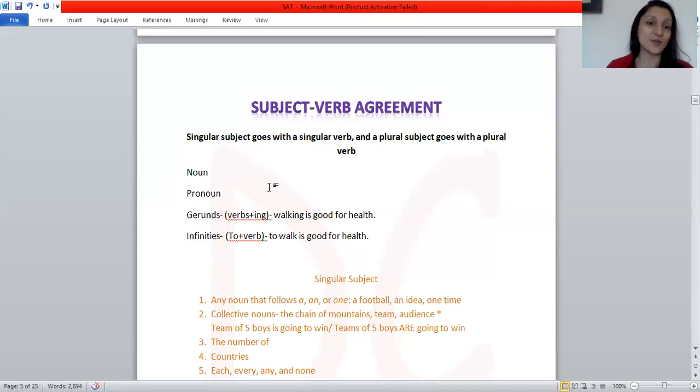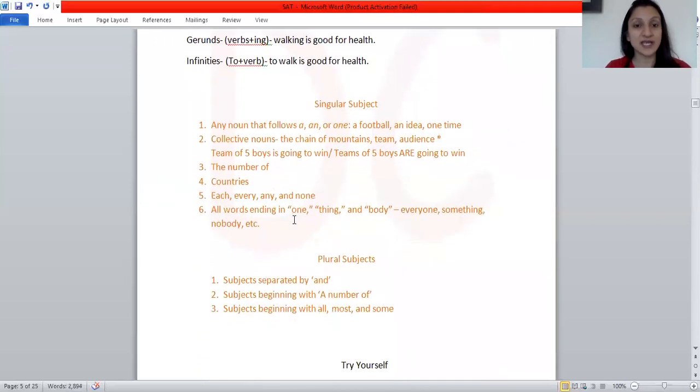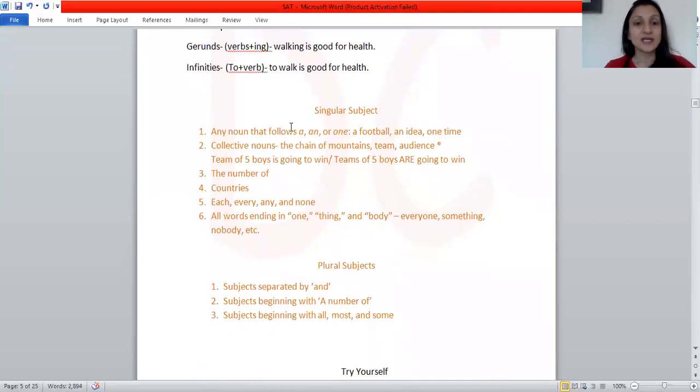Just omit that option, eliminate that option. Okay. Now, let's see some subjects that are always singular. If we see these subjects in the test, we will look for a verb that is singular. So, singular subjects and some plural subjects. Any noun that follows a, an, or if you have a one attached to it, like no one, someone, will be singular. A football, an idea, one time.